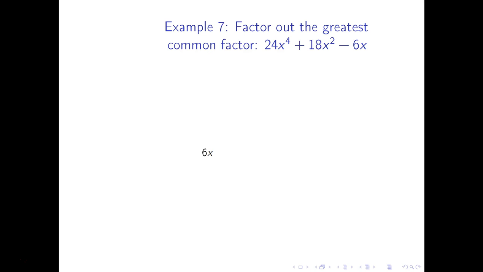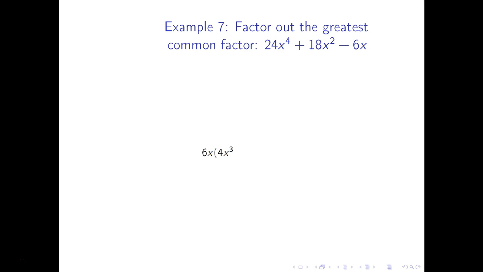Now, when I pull that out, so the first term, I'm going to take 24x to the 4th, and I'm going to divide that. So 24 divided by 6 is 4, and x to the 4th divided by x is x cubed. So I have 4x cubed. If you didn't get that right, go ahead and pause and try to do the same thing on the next two.